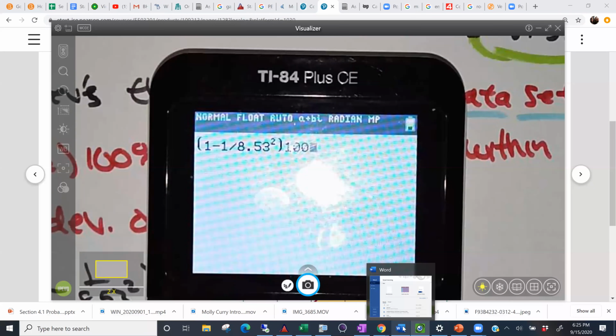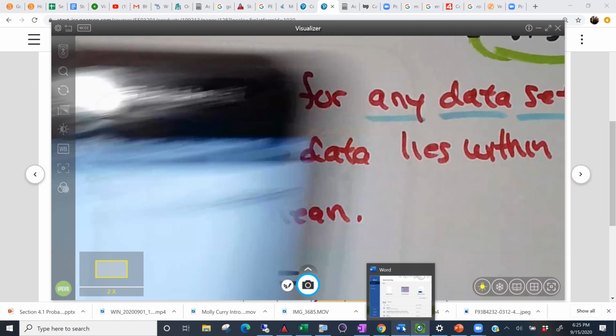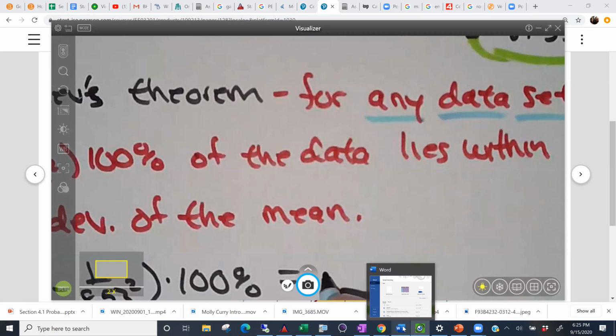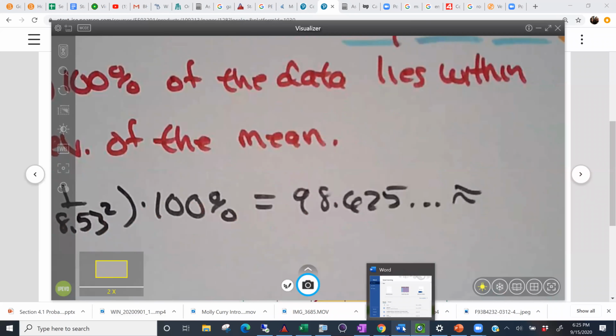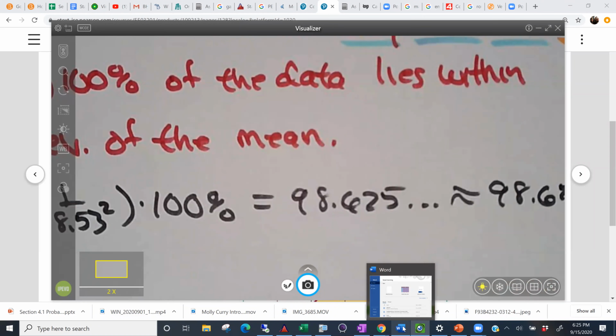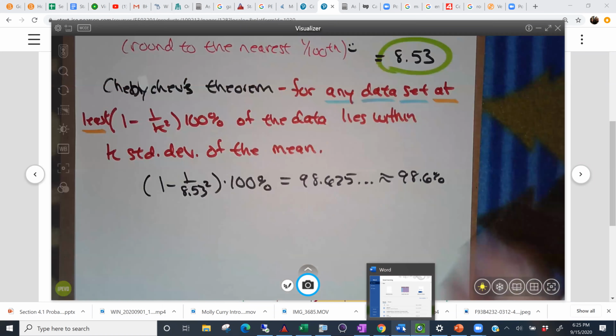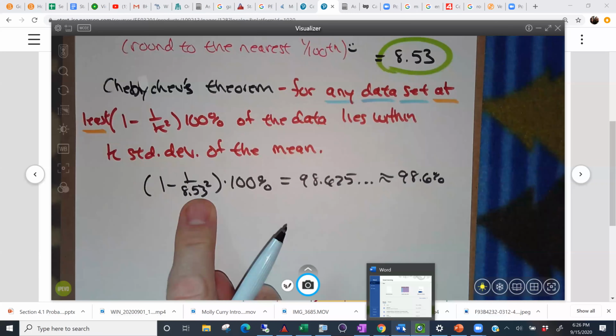98.625%. Let's just round it off to 98.6%. So again, it's reflecting the fact that this is a really unusual observation. You don't get too many things that are way out there at the right end of a distribution like that. That's extremely rare.